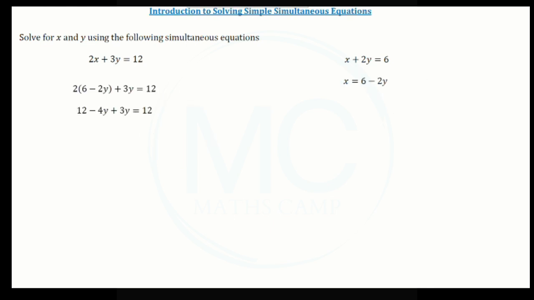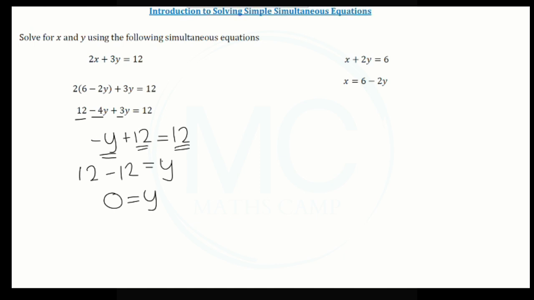Now I can add my like terms. Negative 4y plus 3y gives me negative y. I have positive 12 here, and it's equal to 12. But I want y to be positive, so we're going to move it to the right-hand side of the equation. So we're going to say y over here. Then we've got 12. Move this 12, so we say minus 12. 12 minus 12 is 0. And this is our value of y.